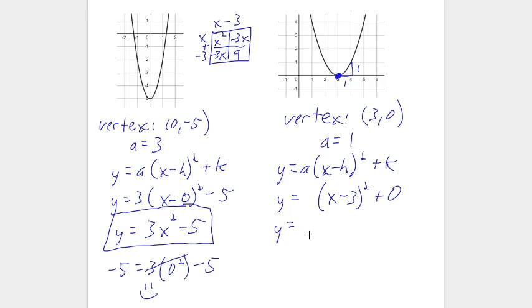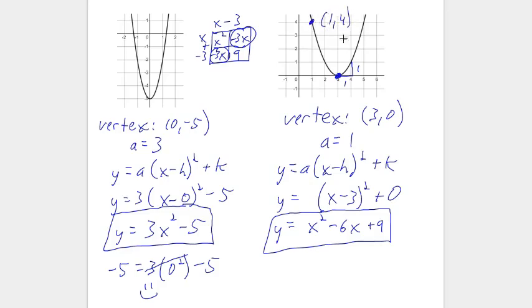When we worked out x minus 3 squared, we got x squared minus 6x plus 9. And then it was just plus 0, so we have our quadratic equation written in standard form. Let's double check and make sure it works. Now in this case, we can't see the y-intercept, so the next easiest point would be a point that has an x value of 1, and we do have that point. So let's check this equation with the point 1, 4.